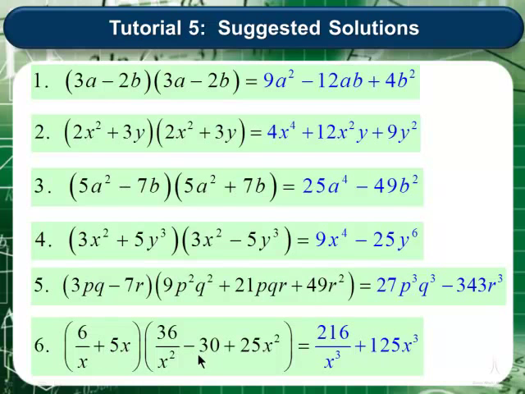So the signs differ here, as we need for the formula for the sum of two cubes. And we apply it by just cubing the 6 over x and also cubing the 5x to have the answer, in this case 216 divided by x cubed plus 125x cubed. That then gives us the solutions for tutorial 5.